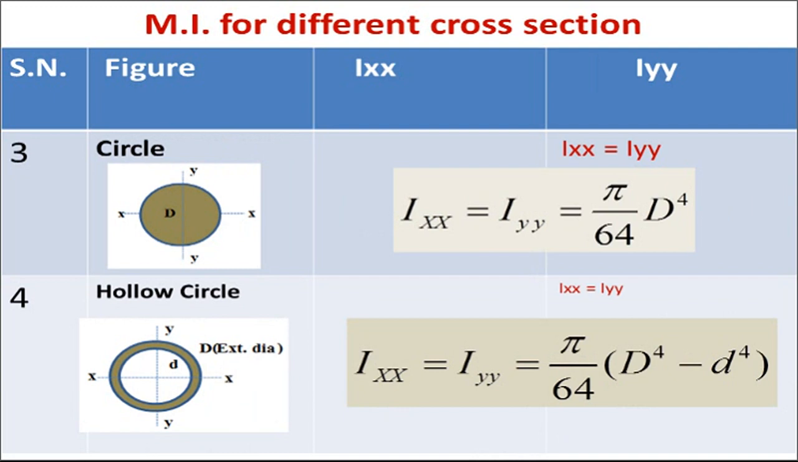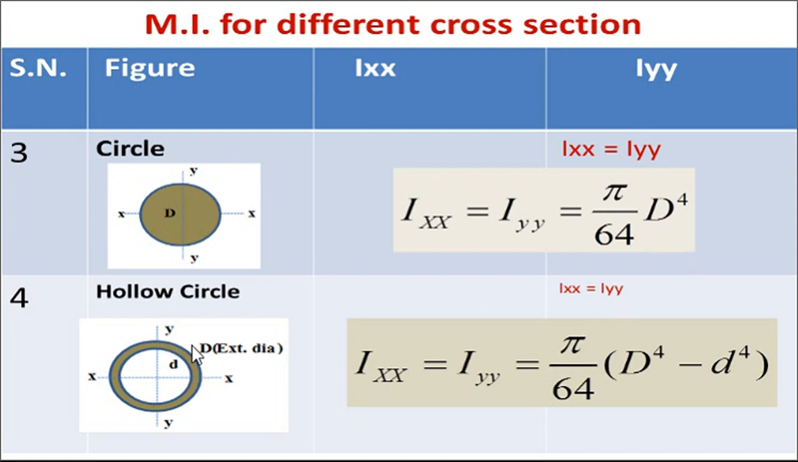A circle is a symmetrical section, that's why Ixx and Iyy are the same. Ixx and Iyy are equal to pi by 64 d raised to 4. So this is the formula for a circle. Everybody should know all these equations while calculating MI.